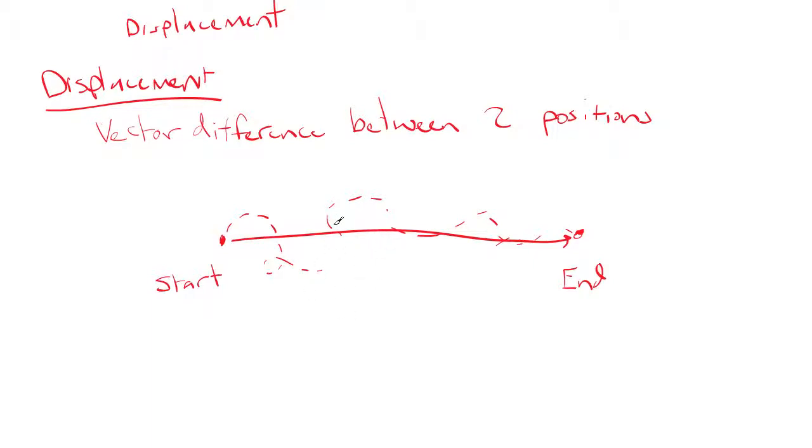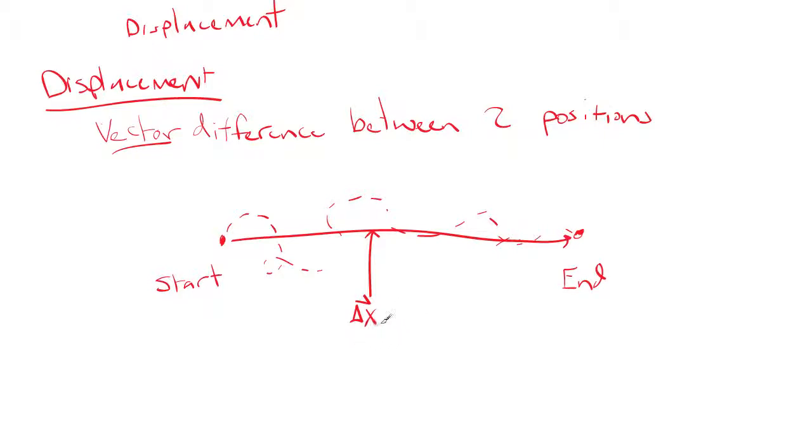So the displacement is the difference between 2 points, and the key word here is vector. The vector difference between the end and the start is just a straight line between those 2 points. So this straight line represents the displacement. And I'm going to write that like so, delta x, with a little vector symbol on top of it. All right, that's the symbol that generally I'm going to use for displacement.